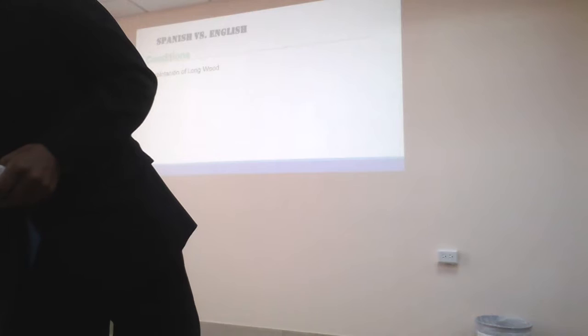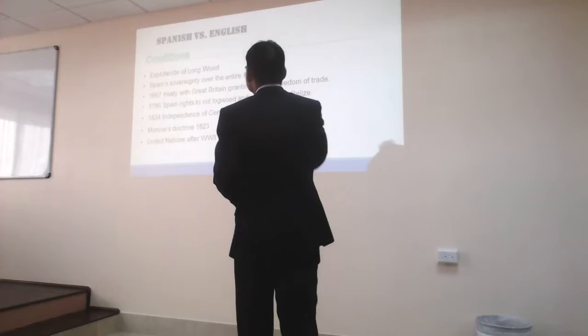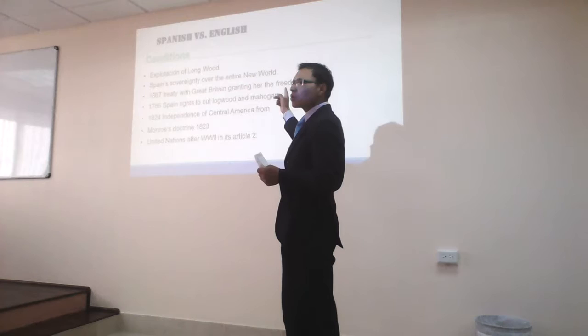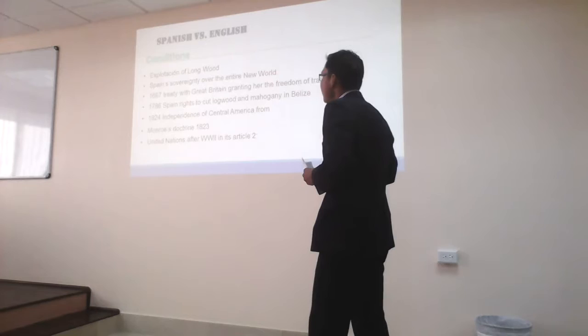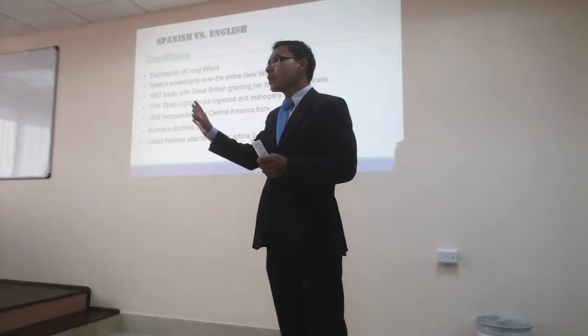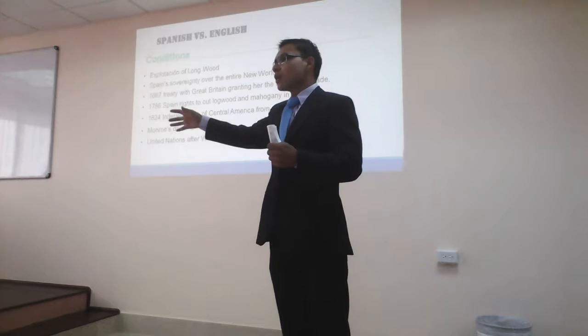I'm going to explain the condition in which this part existed. As I told you, the exploitation of logwood needed a lot of workforce, and the sovereignty over the entire territory was claimed by the Spanish. They said, this is my territory. In 1677, a treaty with Great Britain granted her freedom of trade. They say you are allowed to enter and trade, because British people started to lose some regions in which they had power.